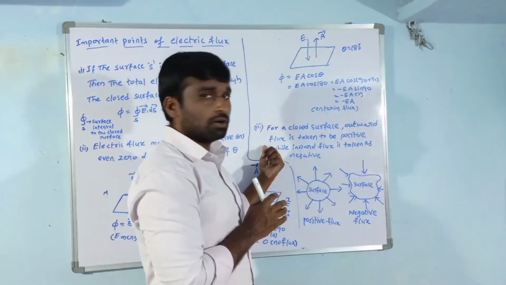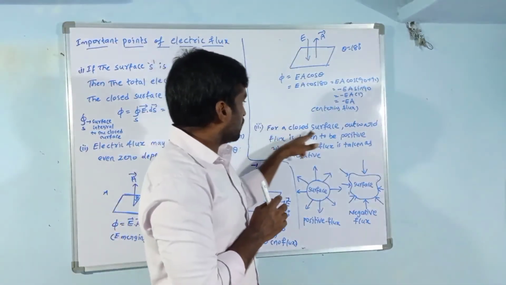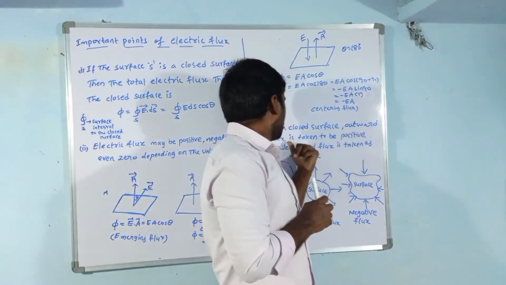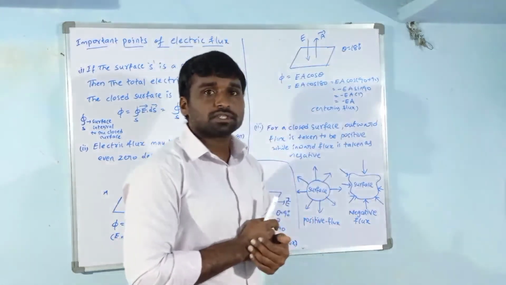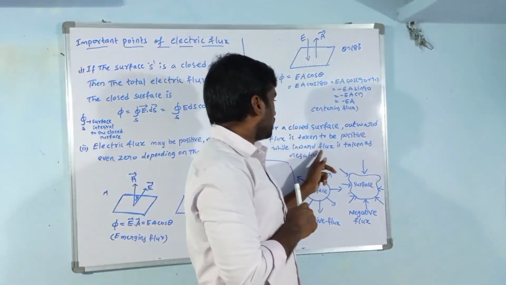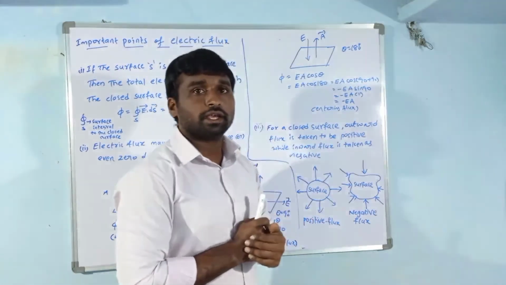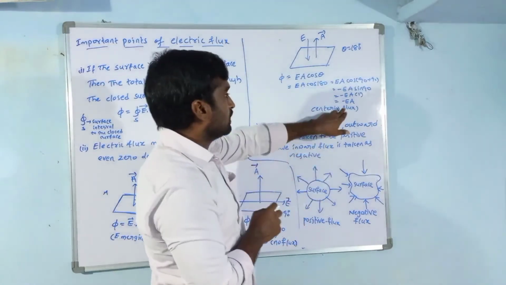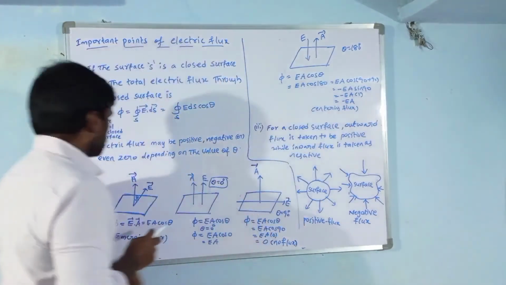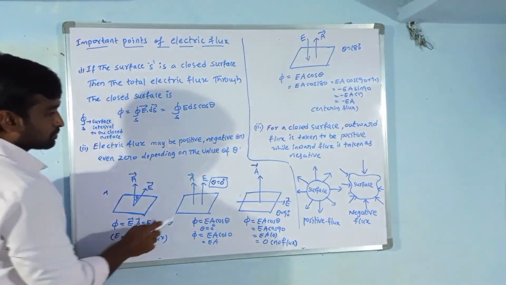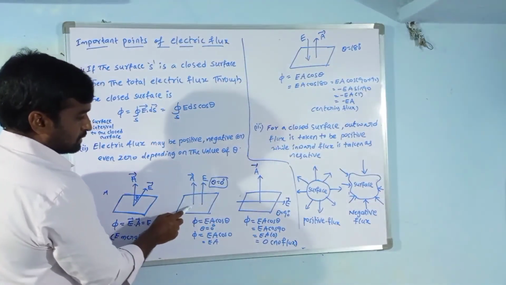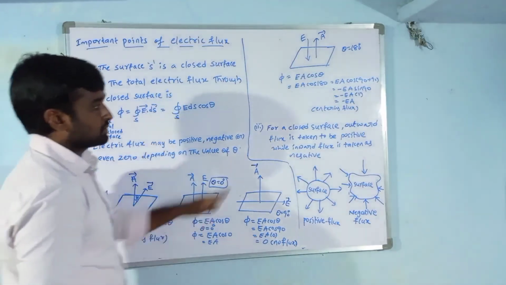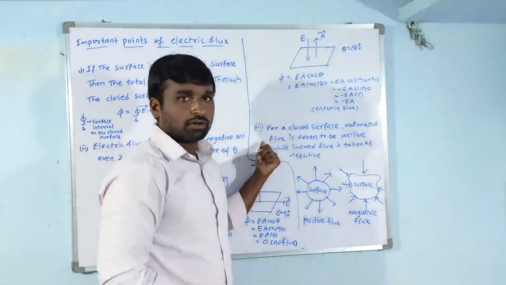So this is the third point. See here, for a closed surface, outward flux is taken to be positive and inward flux is taken to be negative. So this is inward, entering means inward, so that is negative. This is outward flux, so that is taken as positive. That is what we can see in the third point.